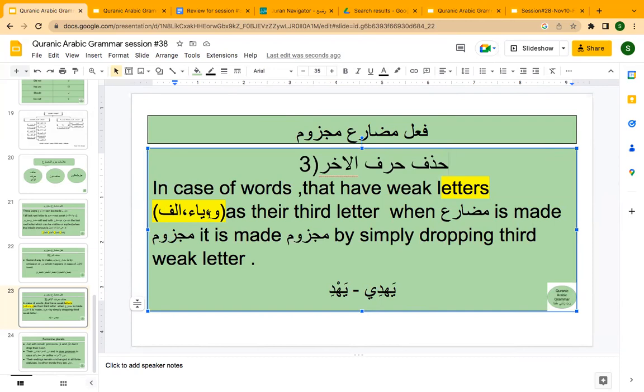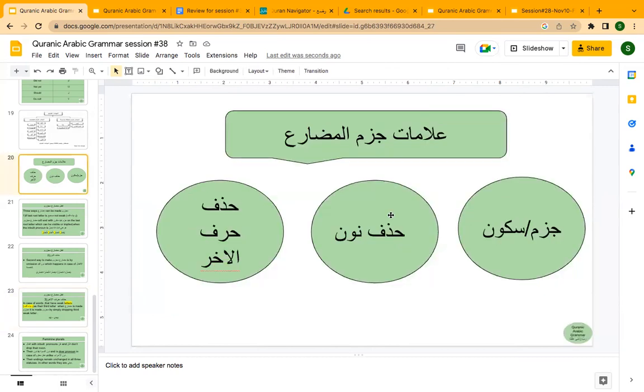Everyone with me so far? So again, three ways to make mudari majzoom. If it is ending with dhamma, if it is huwa, hiya, anta, ana, nahnu, what will you do? Put jazm or sakoon on that. So yansuru will become yansur, tansuru will become tansur, nansuru will become nansur, ansuru will become ansur. If it is from af'alul khamsa, what will you do? You drop noon.